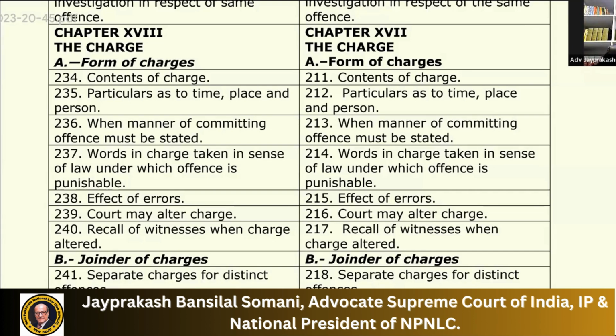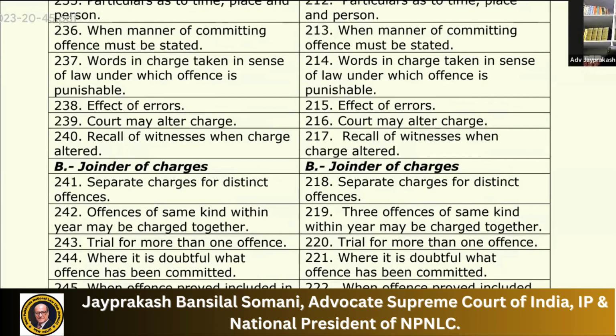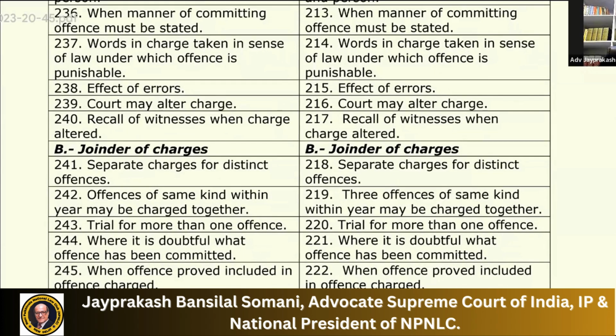Its earlier section was CrPC 211. BNSS section 235, particulars as to time, place and person. Its earlier section was CrPC 212. BNSS section 236, when manner of committing offence must be stated. Its earlier section was CrPC 213. BNSS section 237, what in charge is taken in sense of law under which offence is punishable. Its earlier section was CrPC 214.